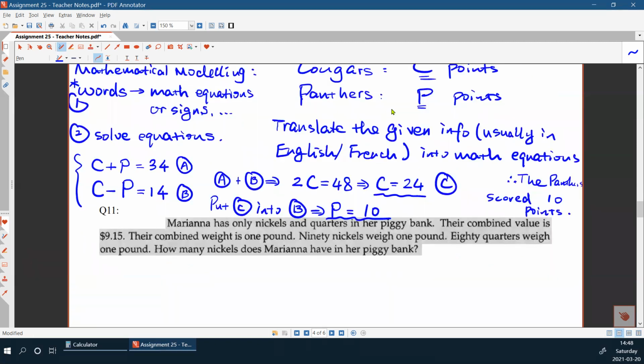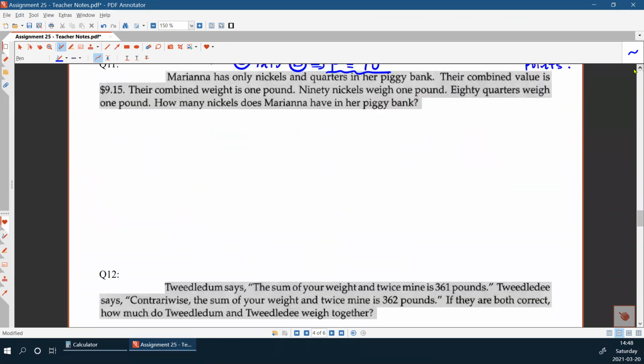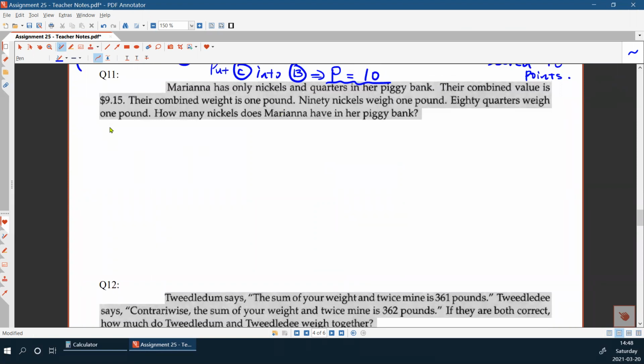No? All right, follow the same principle. Let's have a look at question 11. Mariana has only nickels and quarters in her piggy bank. Their combined value is 9.15. Their combined weight is 1 pound. 90 nickels weigh 1 pound and 80 quarters weigh 1 pound. How many nickels does Mariana have in her piggy bank? So what is the question here? The question asks you how many nickels does Mariana have in her piggy bank, right?